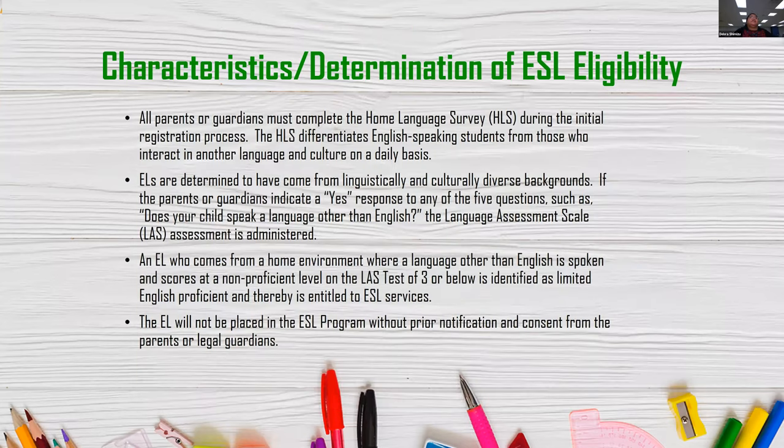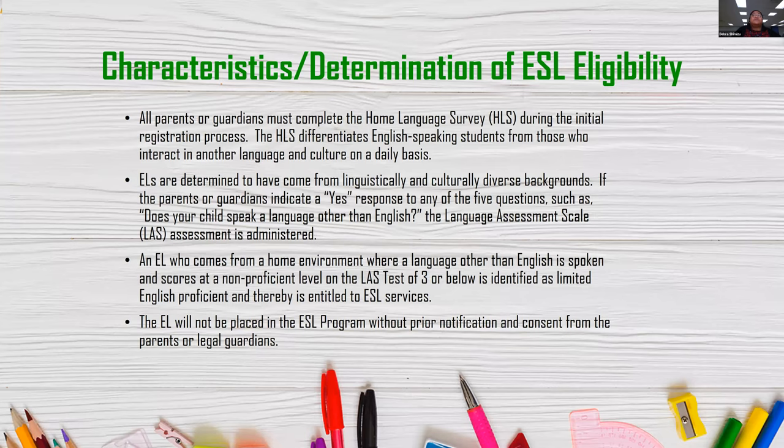We now move on to some characteristics and determination of the ESL eligibility. All parents or guardians must complete the HLS, or what is known as the Home Language Survey, during the initial registration process. This differentiates English speaking students from those who interact in another language and culture on a daily basis. ELs are determined to have come from linguistically and culturally diverse backgrounds. So if the parents or guardians indicate a yes response to any of the 5 questions on that HLS, the Language Assessment Scale, or the LAS assessment, is administered.